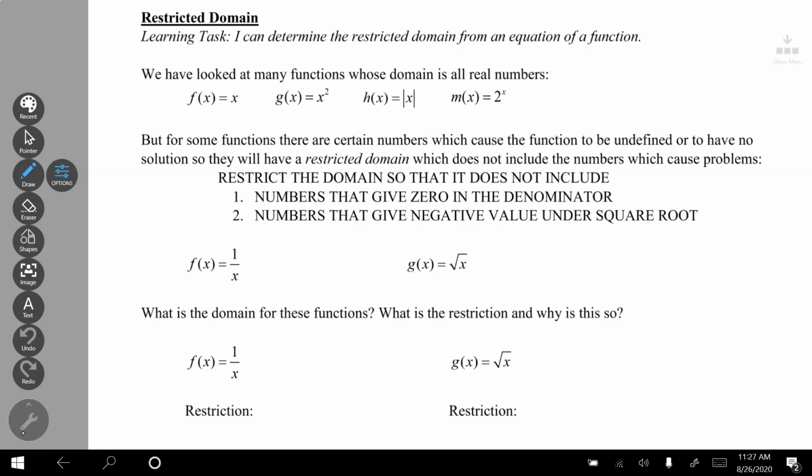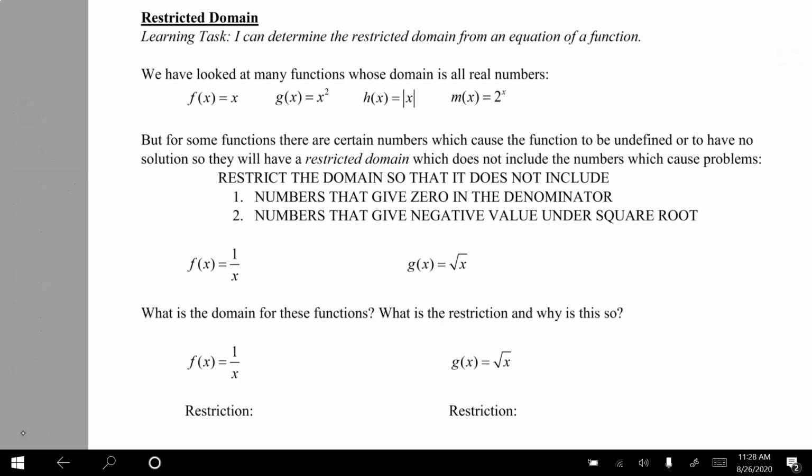The next topic I'm looking at is restricted domain. Some functions have all real numbers for the domain, like a line or a quadratic or an exponential, but not all of them. We saw a couple that didn't. That was 1 over x and the square root of x. So there are restrictions. I cannot use all real numbers.